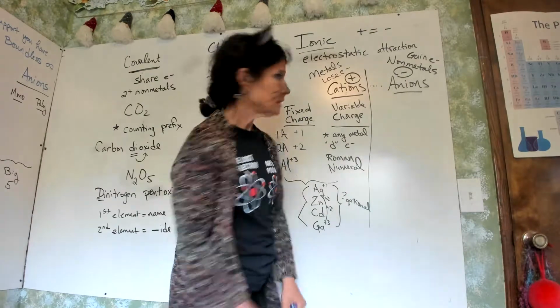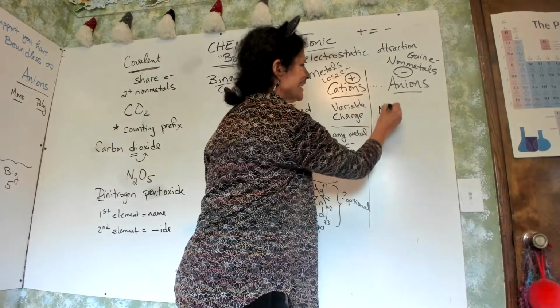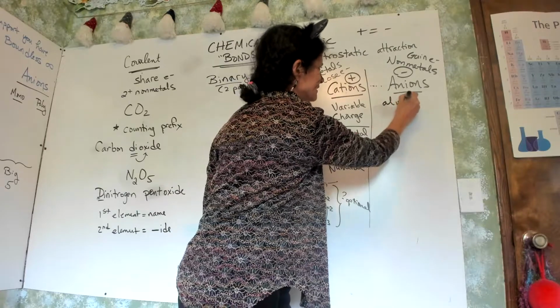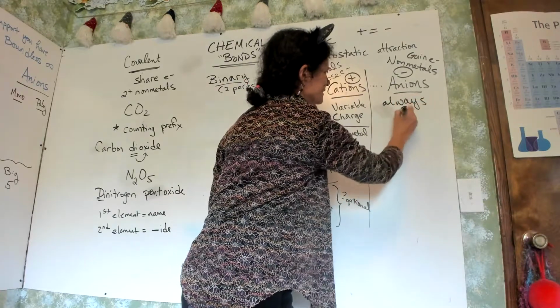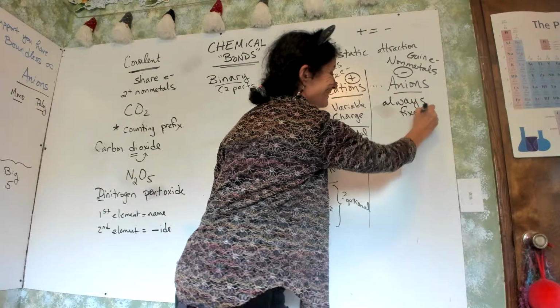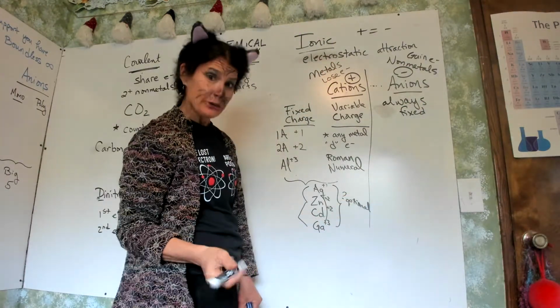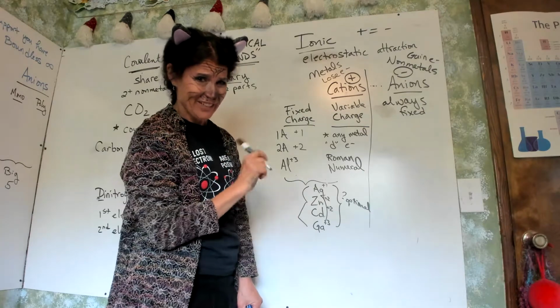So I'm giving up. All right. Anions. Comments with them. Always fixed. So somebody said, there's no always in science. And you're right. We just haven't figured out other ones yet.